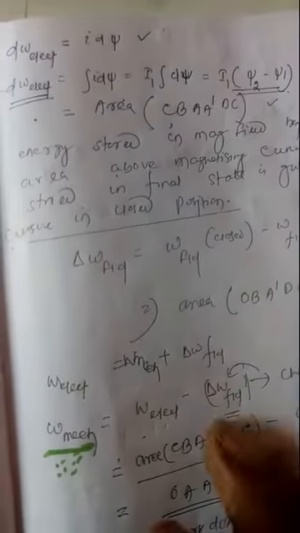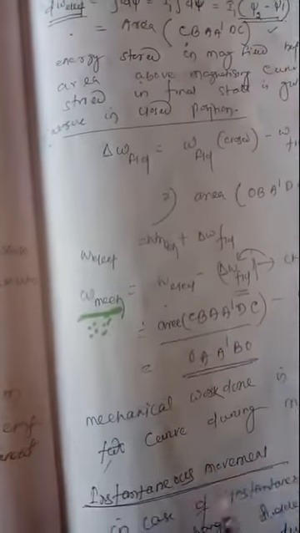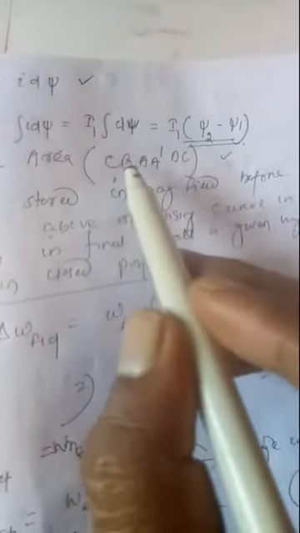So this will be the area, at the constant current, from psi 1 to psi 2. That is your dW electrical. So that will be equal to the area CBA'DC. We have written here CBA'DC.